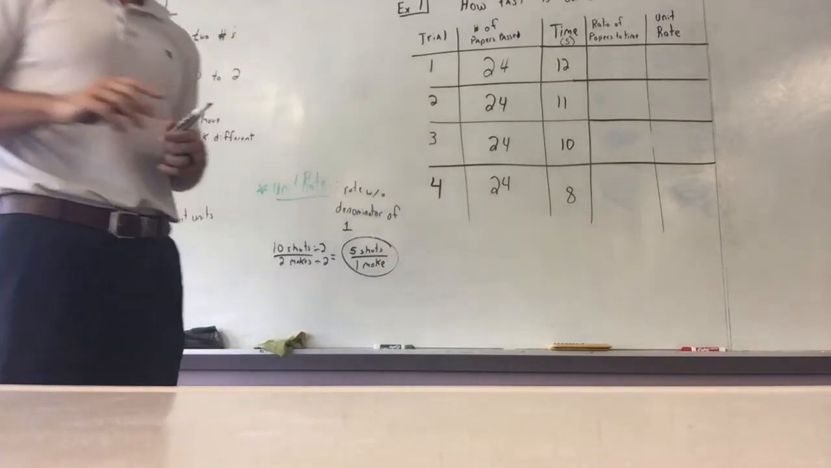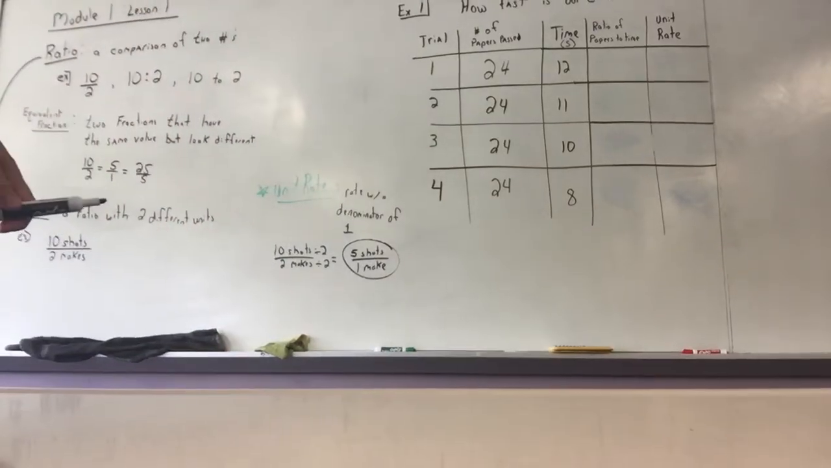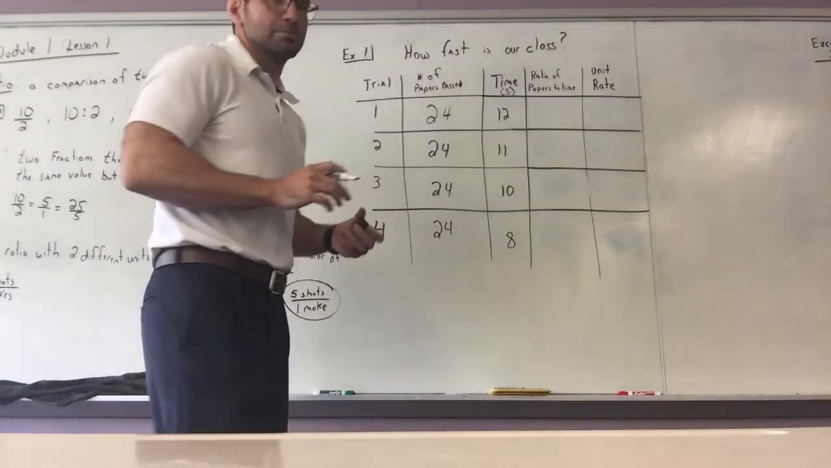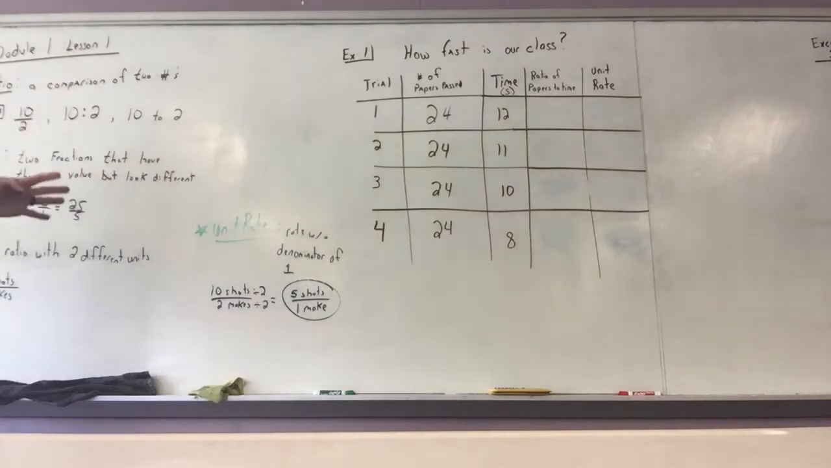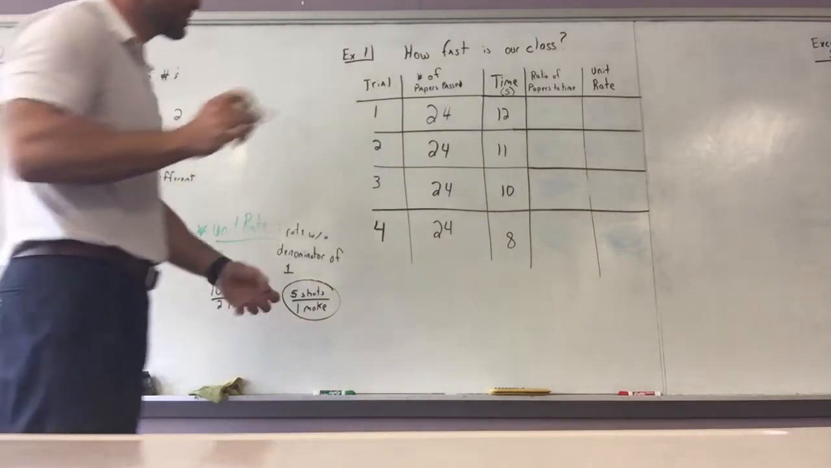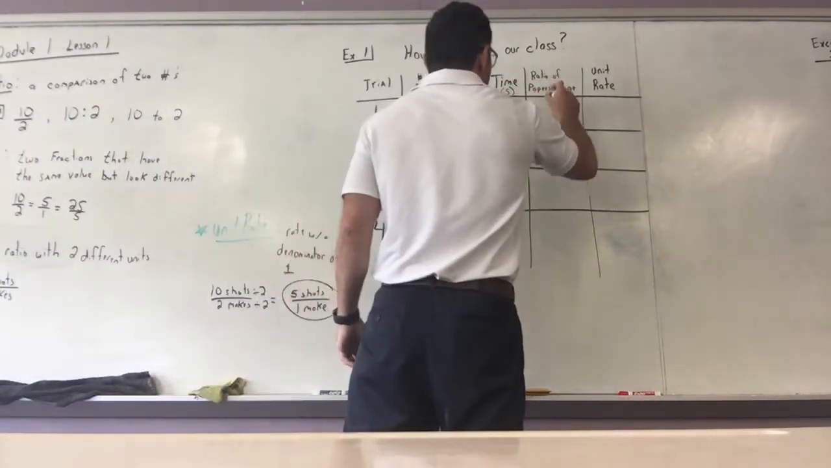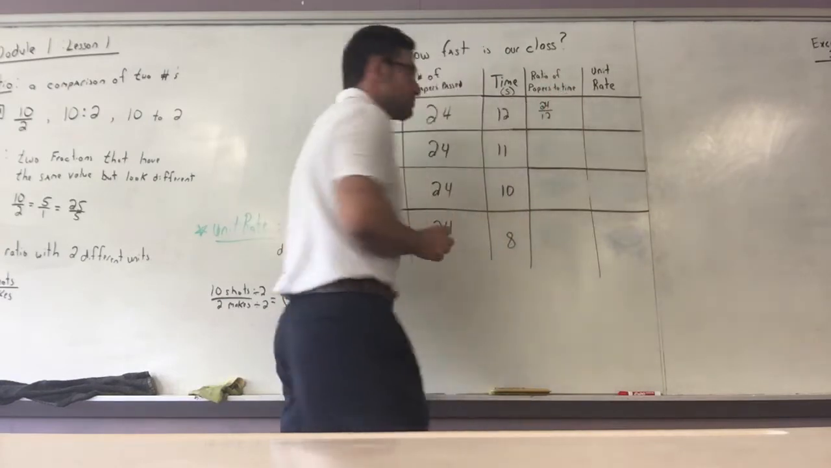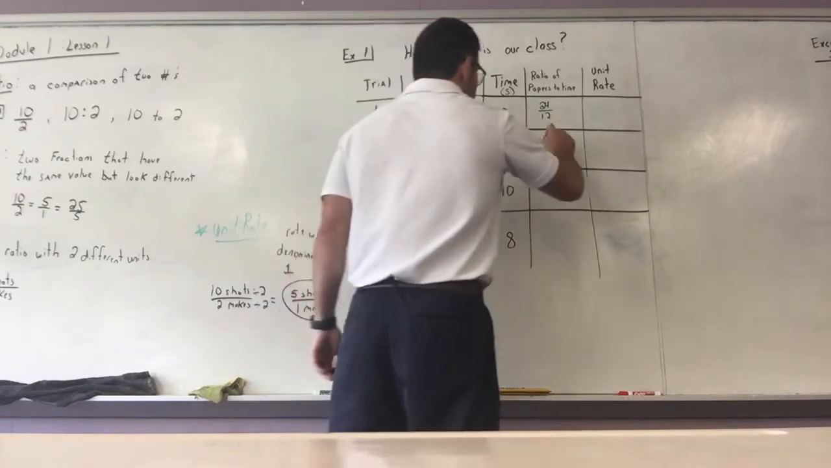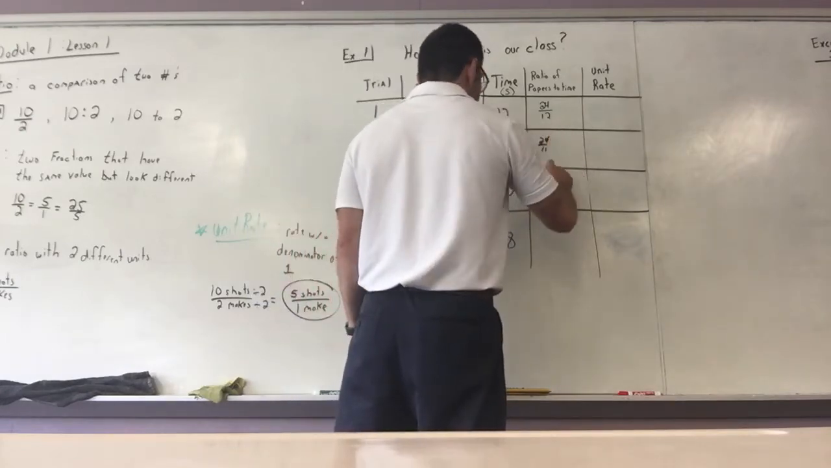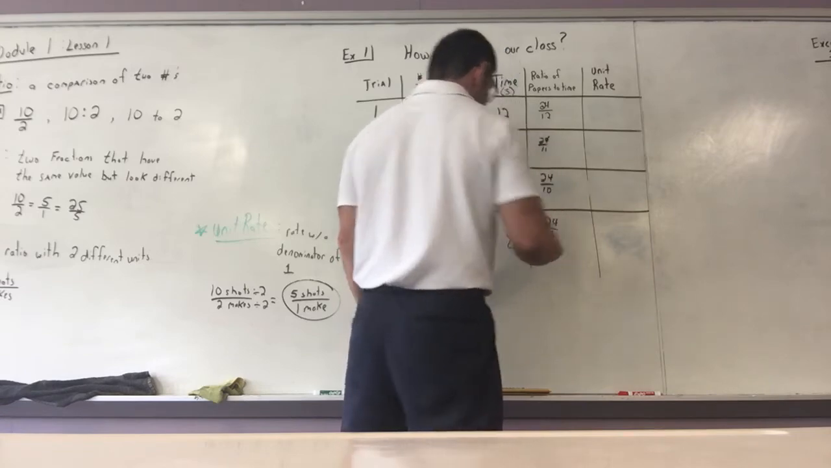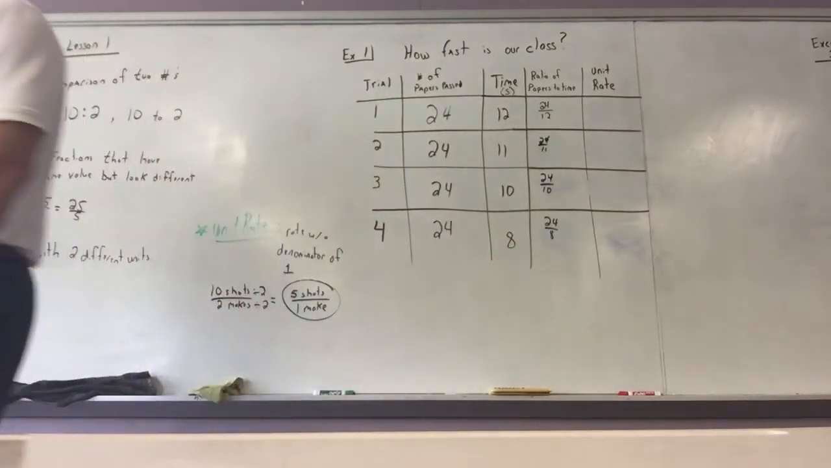In order to do this, and let's make sure that we can see. There we go. In order to do this, the first thing I'm going to do is make a ratio. Come back, ratio, we have no units. So my ratio of papers to time is 24 to 12. Nice and easy. 24 to 11. 24 to 10. 24 to 8. Basic. Okay?